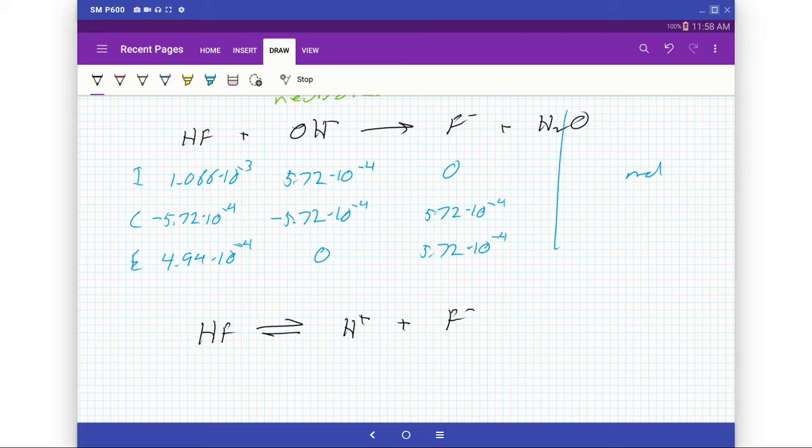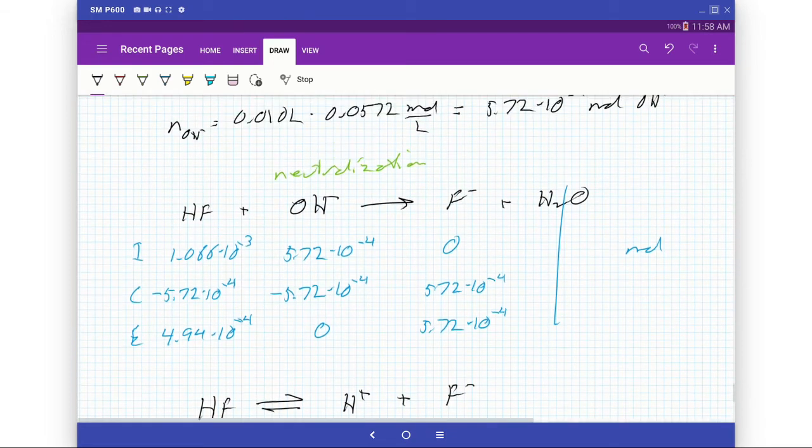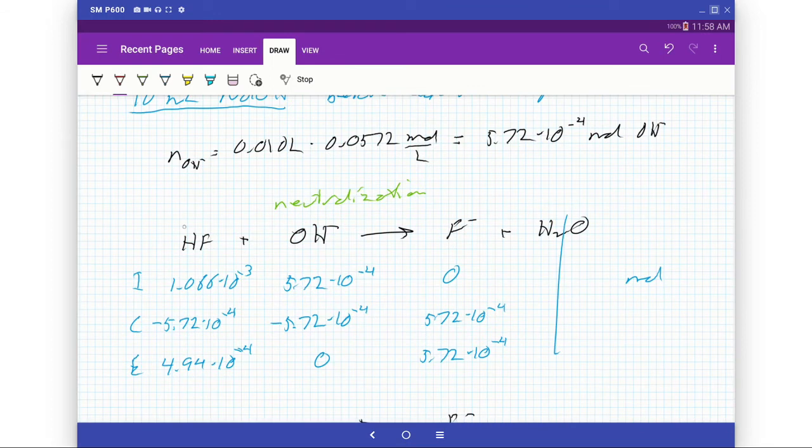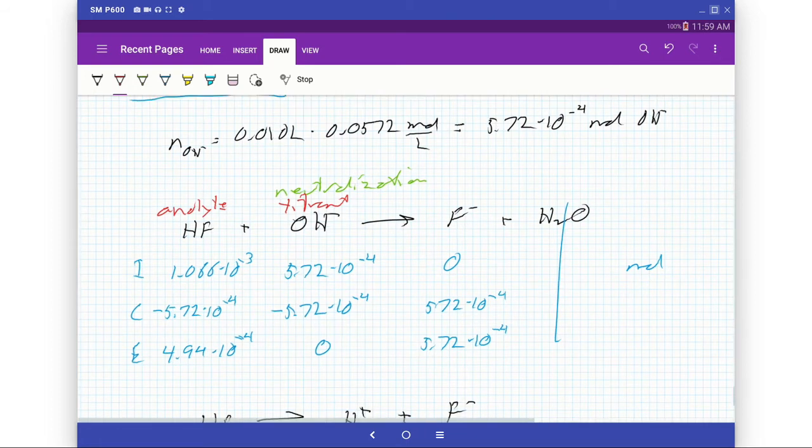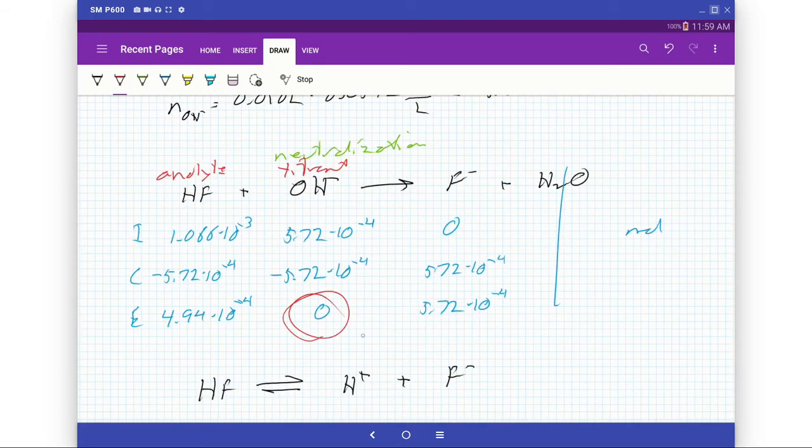Because if we go to this neutralization reaction, remember that HF is our analyte. That's what we're titrating, and our titrant is the hydroxide. In this neutralization step, we use up all of the hydroxide, and so we have an excess of the analyte. By definition, that means we haven't added enough titrant to reach the equivalence point with HF, which puts us before the equivalence point. Does that make sense, Afrin and Abigail?